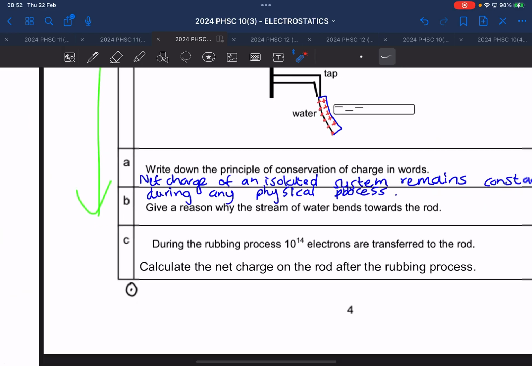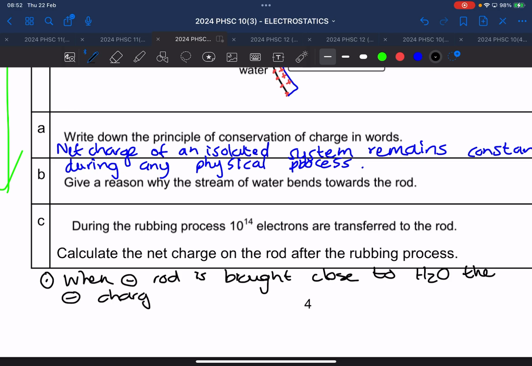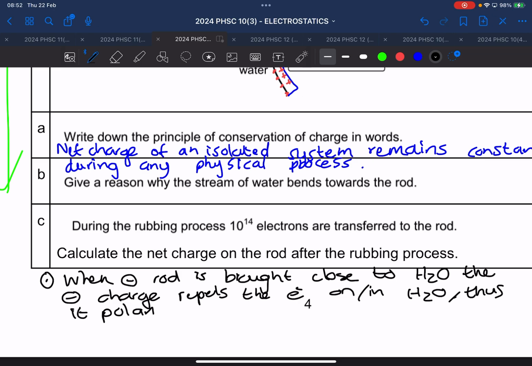Okay, so my first bullet point is saying that when the negative rod is brought close to the water, now water, I'm using the formula for water, when the negative rod is brought close to the water, the negative charge repels the electrons on or in the water. Thus, it polarizes the water. That's 1 mark.